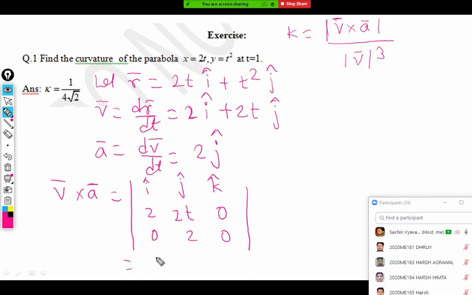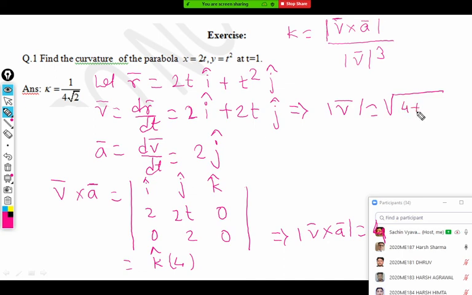So if you observe, i cap into 0 minus j cap into 0, only the k cap component will exist there, and that component is 4k cap. So v cross a is 4k cap. So what is the magnitude of v cross a? The magnitude of v cross a is 4, correct. What is the magnitude of v? It is the square root of 4 plus 4t square in this case, that is the magnitude of v at any time t.